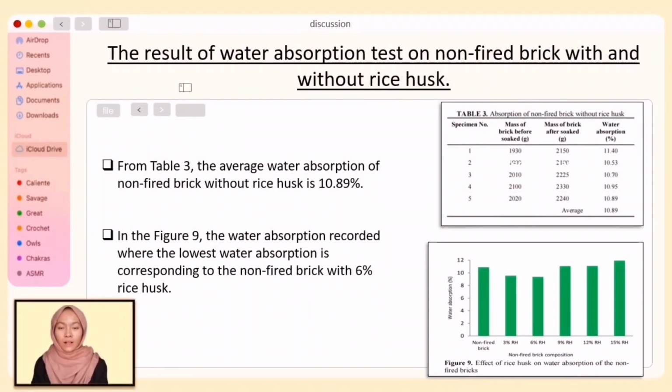The result of the water absorption test on non-fire brick with and without rice husk. From Table 3, the average water absorption of non-fire brick without rice husk is 10.89%. In Figure 9, the water absorption recorded were the lowest absorption, which corresponds to the non-fire brick with 6% of rice husk.